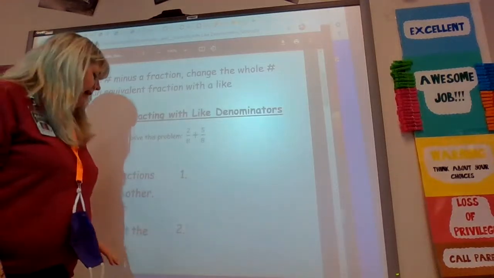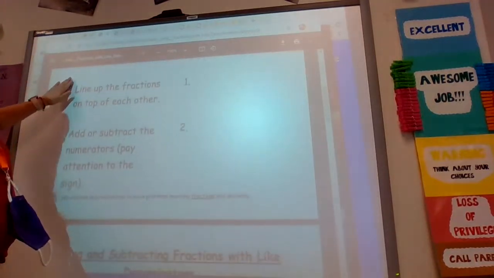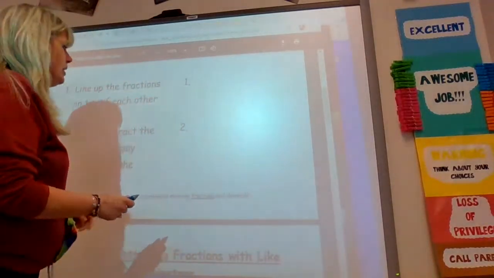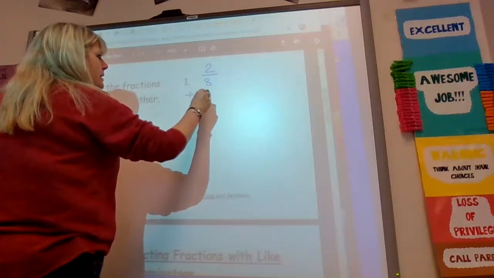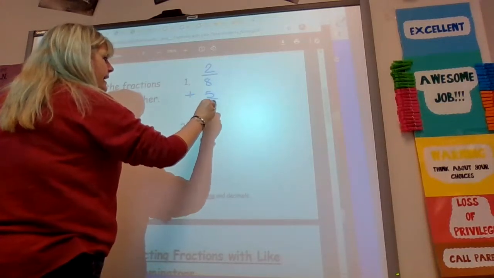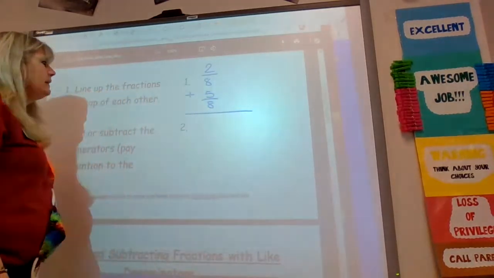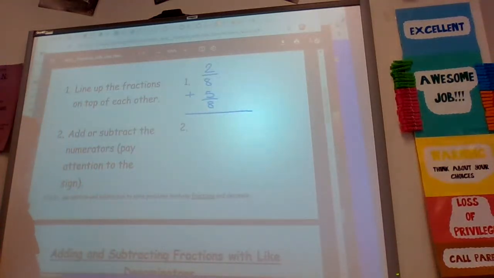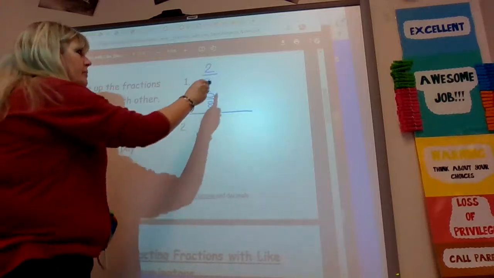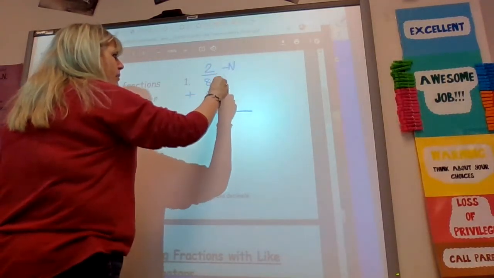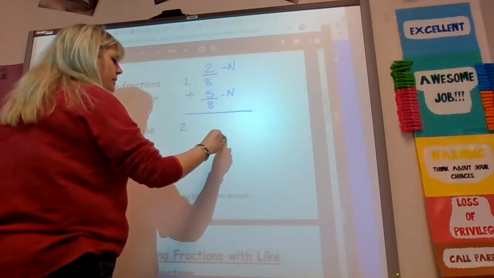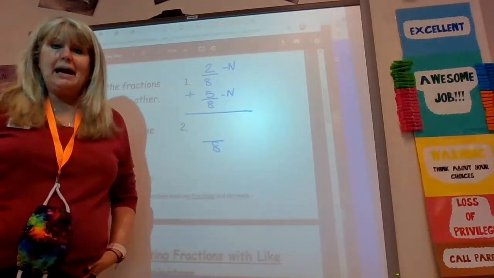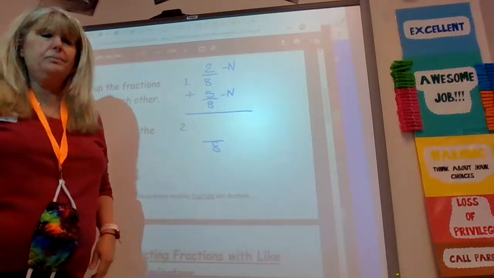I'm going to line up the fractions, one on top of the other. So I've got 2/8 plus 5/8. So I'm lining them up one on top of the other, and then I'm going to add or subtract the numerator. Remember, the numerator is the number on top. So I'm going to bring down whatever the denominator was, and I'm going to add or subtract the numerator.